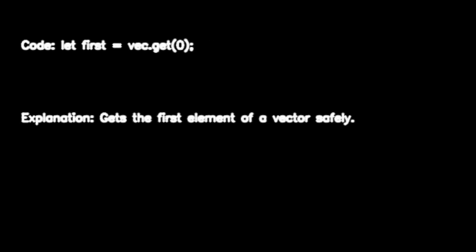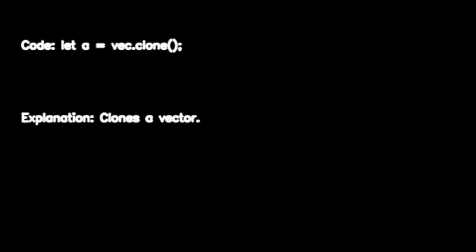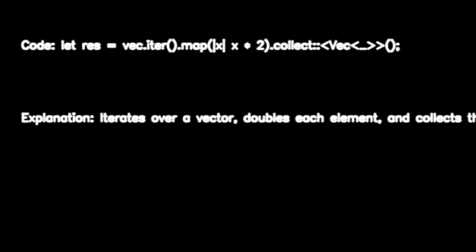Code. let first = vec.get(0). Explanation. Gets the first element of a vector safely. Code. let a = vec.clone(). Explanation. Clones a vector. Code. let res = vec.iter().map(|x| x * 2).collect::<Vec<_>>(). Explanation. Iterates over a vector, doubles each element, and collects the result.